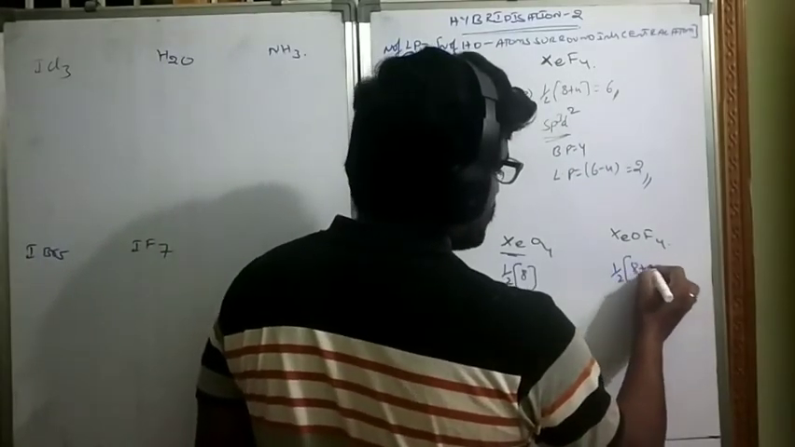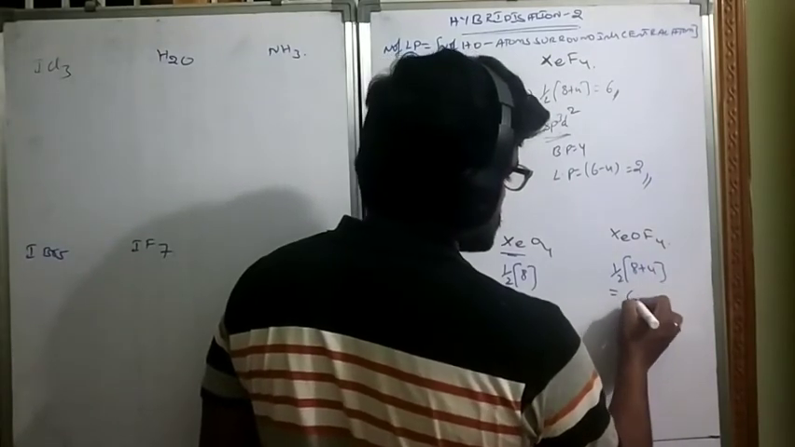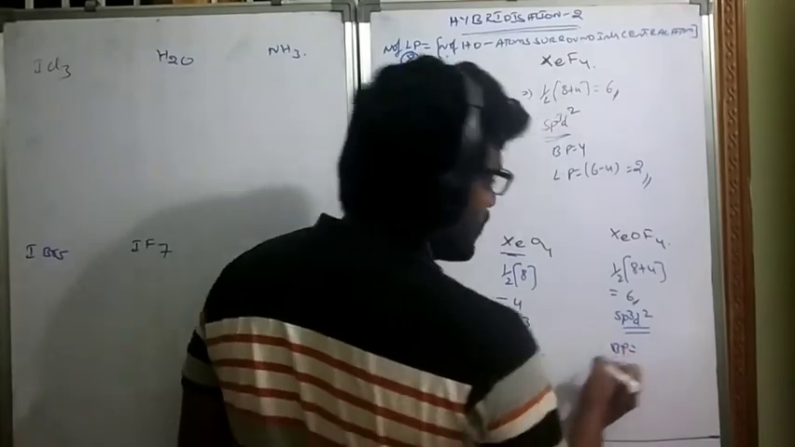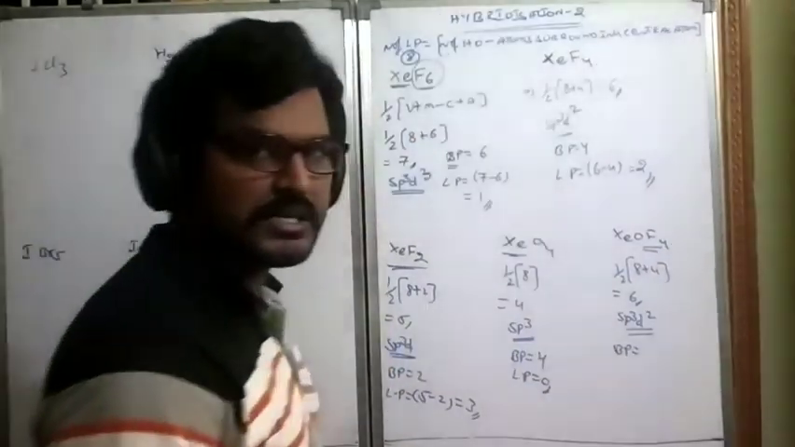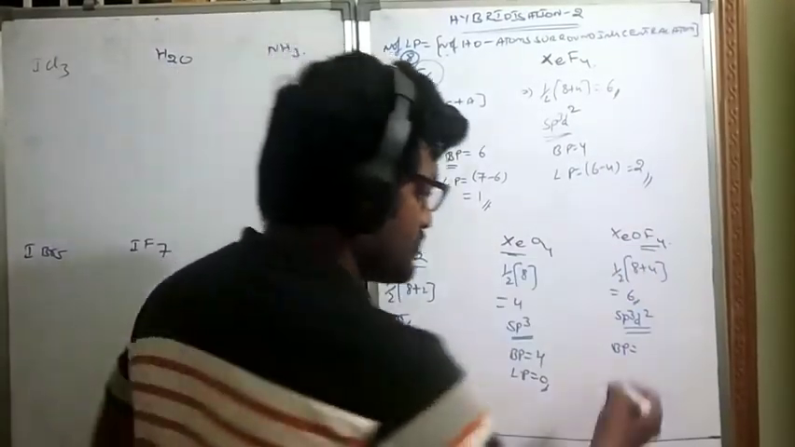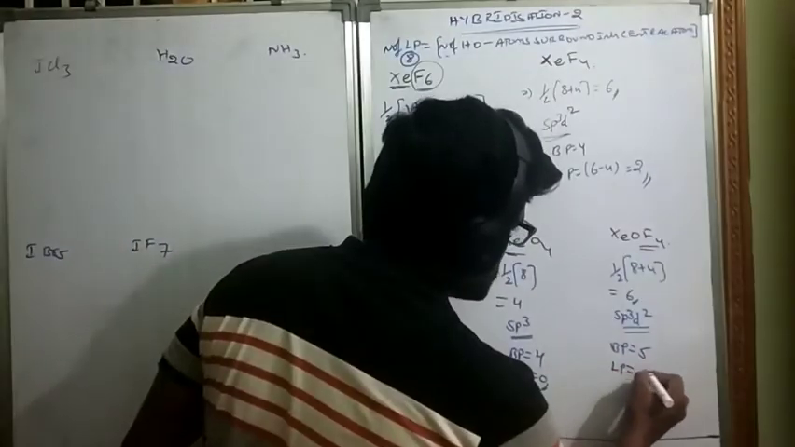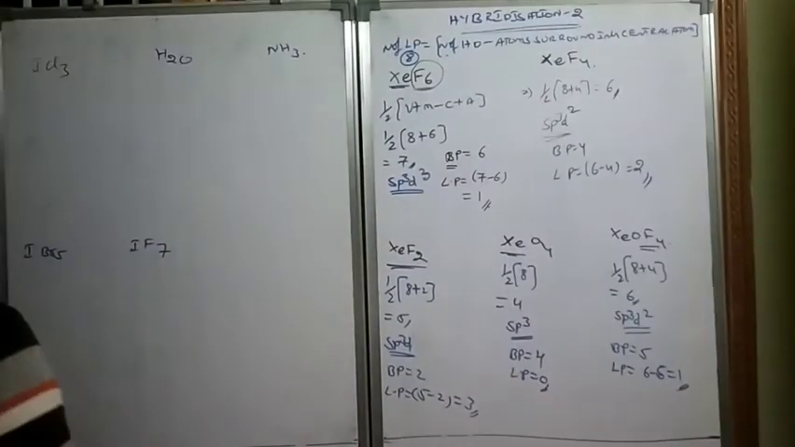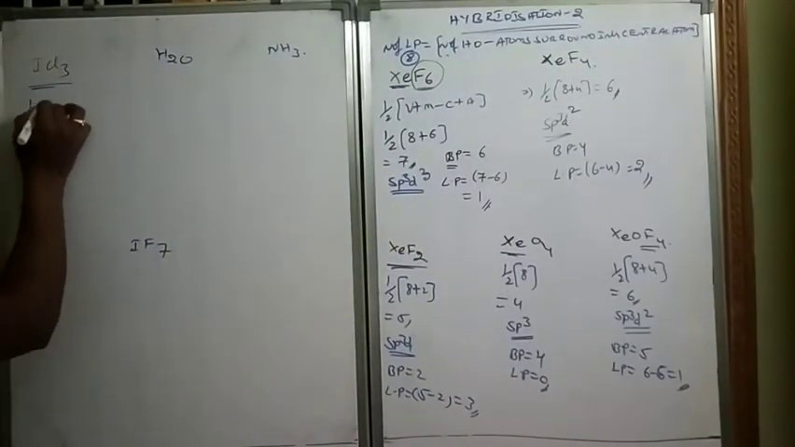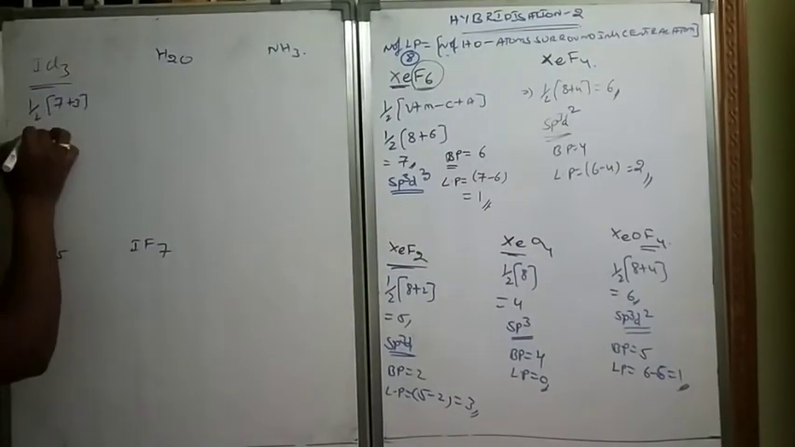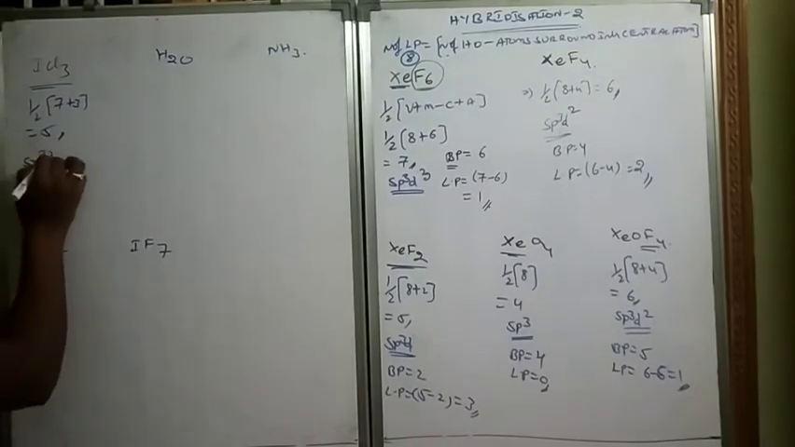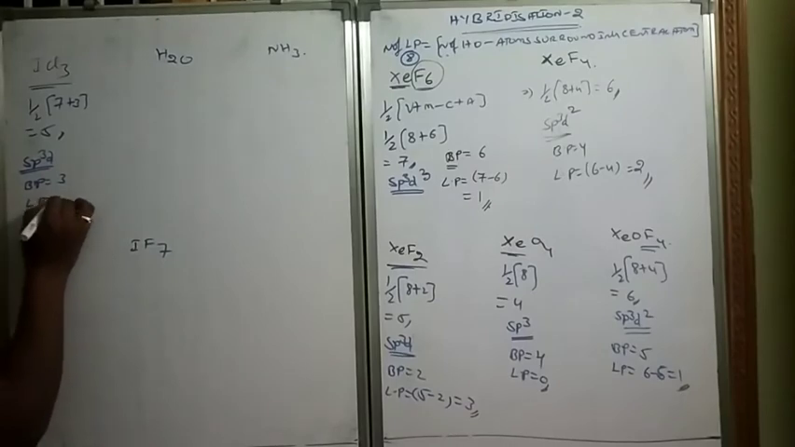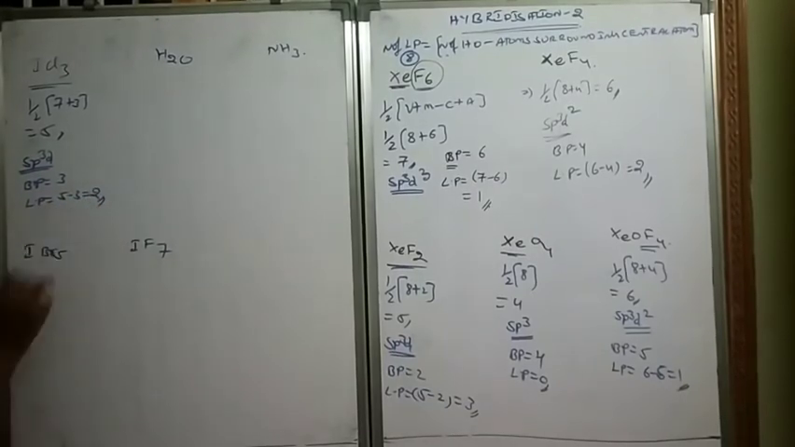XeOF4, half into 8 plus 4 by 2, so 6 will come. So it is sp3d2 hybridization. Bond pairs, how many atoms are surrounding the central atom, means 4 plus 1, 5 are there. Lone pairs is equal to 6 minus 5, that is equal to 1 will come. ICl3, half into 7 plus 3 by 2, 5 will come. So it is sp3d. Bond pairs is equal to 3, lone pairs is equal to 5 minus 3, it is 2.